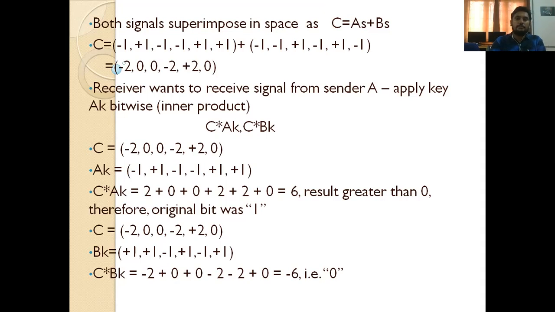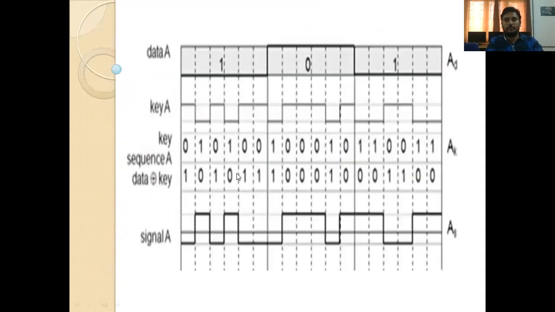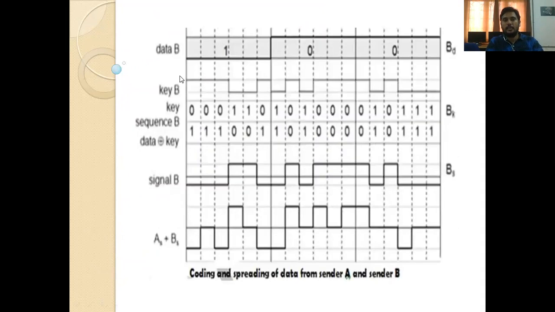In that way we again split the signals into two. A's key and A's signal give AS, and B's key and B's signal give BS. So C is equal to AS plus BS.